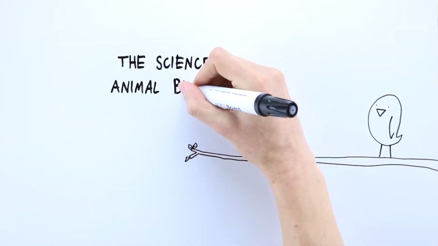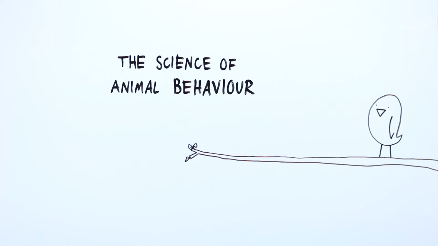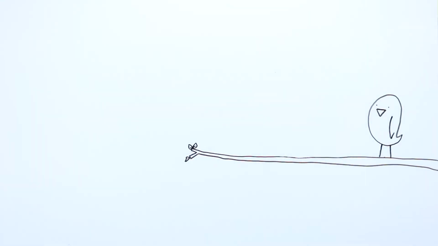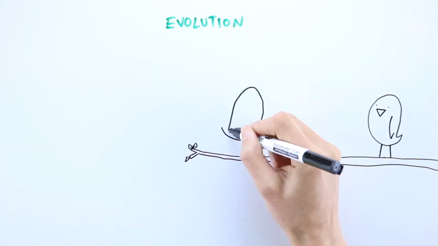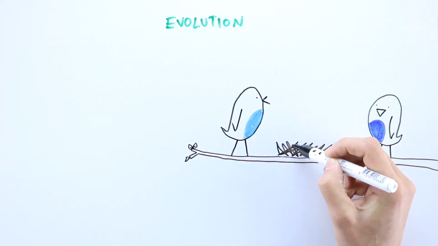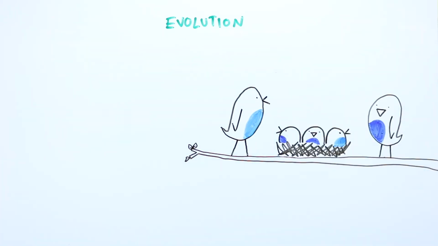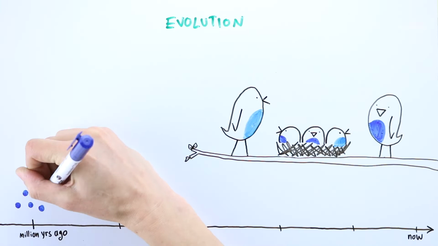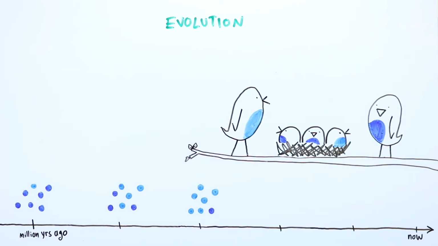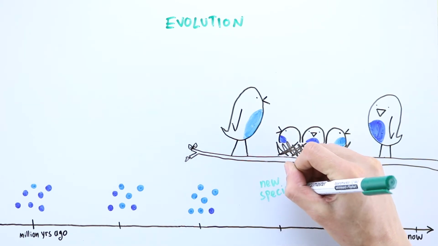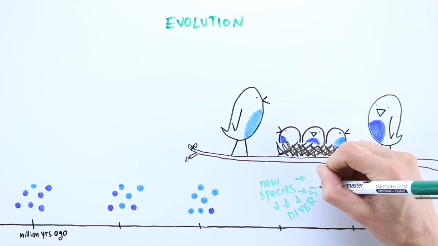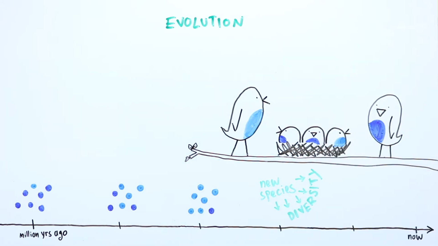The science of animal behavior. Of key importance to the study of animal behavior is evolution. Evolution results from individuals passing on traits to their offspring, which over generations results in a change in those traits. This can even lead to the formation of new species, leading to the enormous species diversity we observe on Earth.